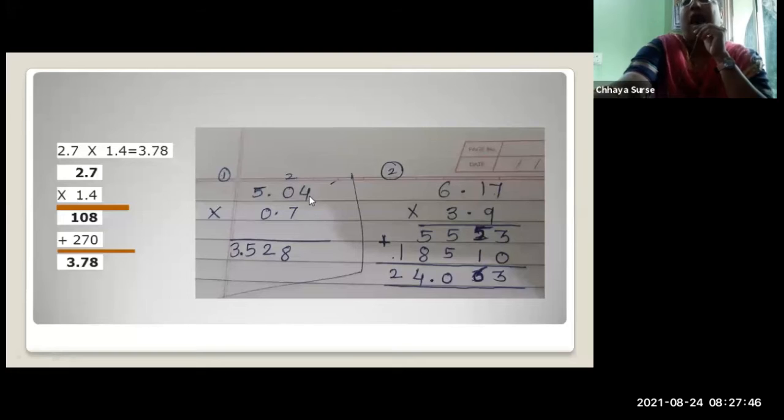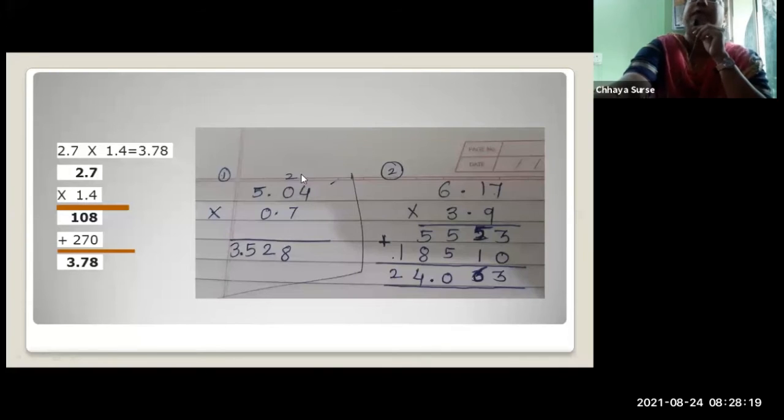Now see, how many decimal places now? 1, 2, and 3. In this multiplication, there were 2 decimal places in the 5.04 and 1 in the 0.7, so how many decimal places are here? 3. That's why we count 3 digits: 1, 2, and 3. So before the 3 digits, we have given here the decimal point.